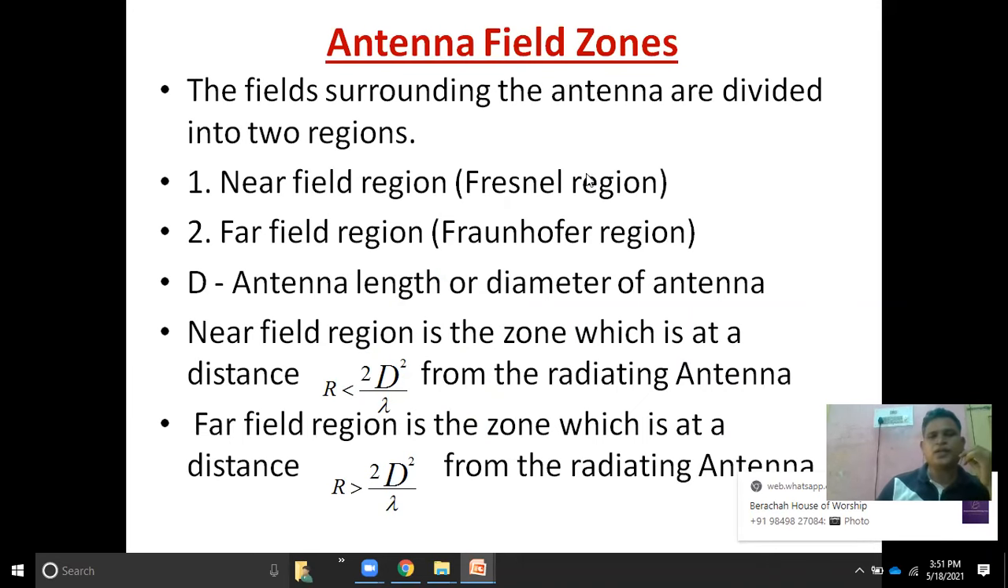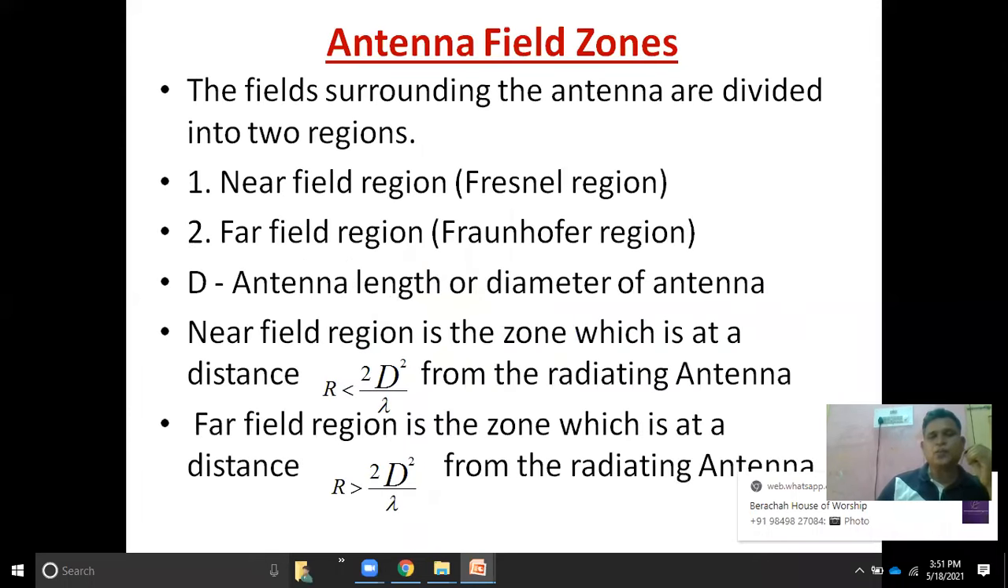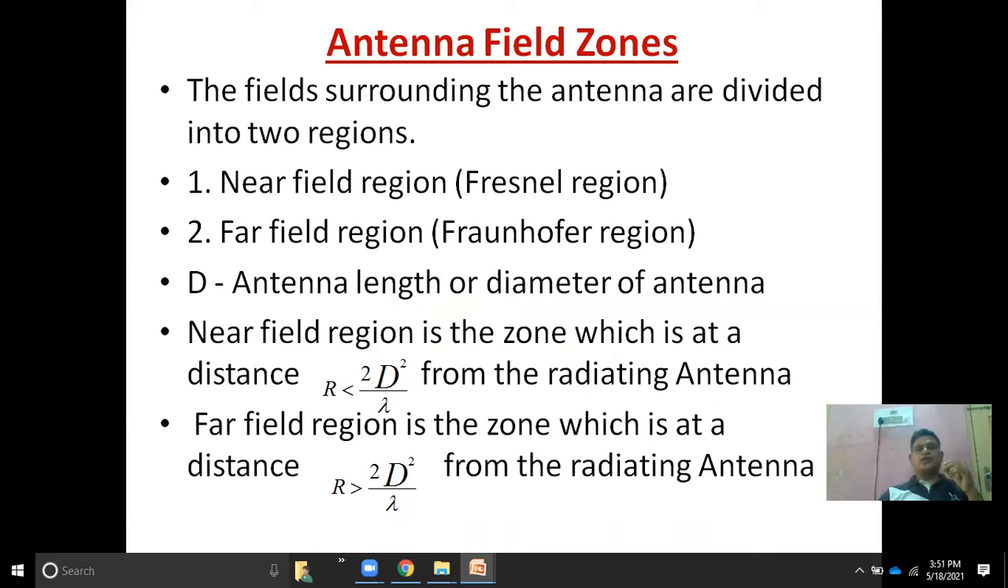This we have already discussed, right? With this topic, you can more clearly understand how these electromagnetic waves are generated, how they separate from the antenna, and how they move from this antenna towards the receiving antenna. Okay, our next topic is antenna field zones.